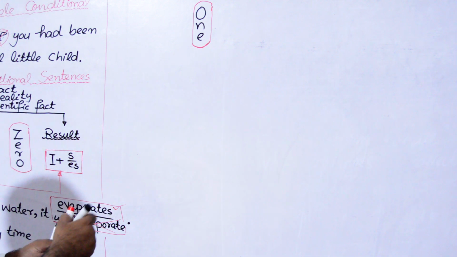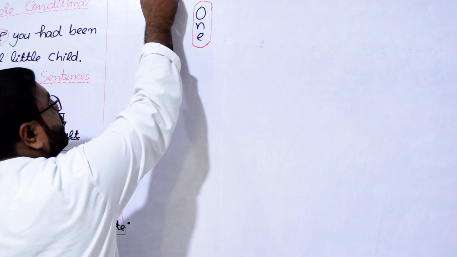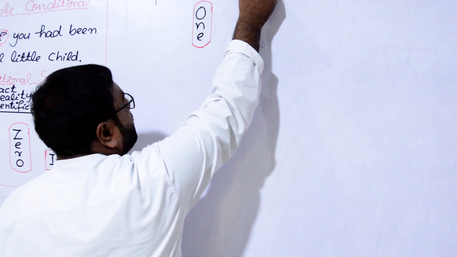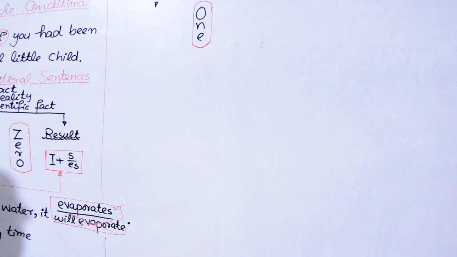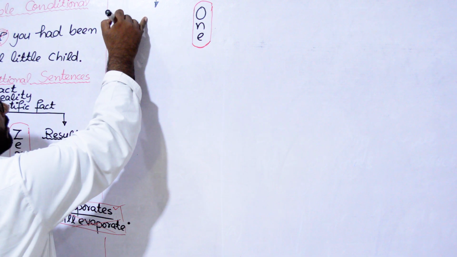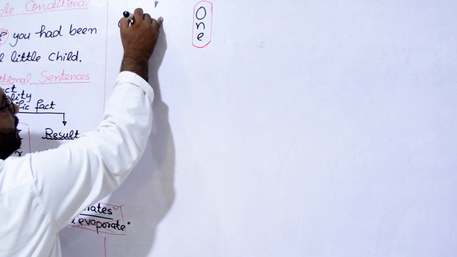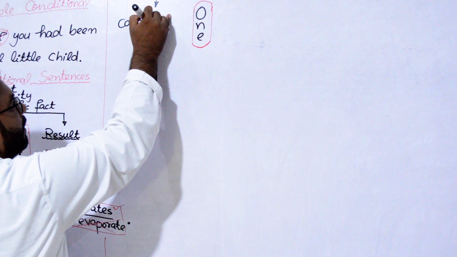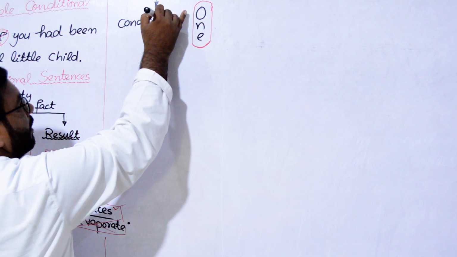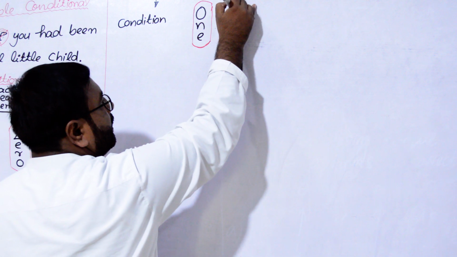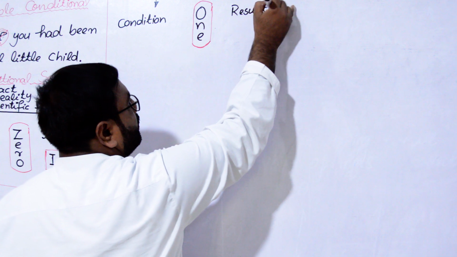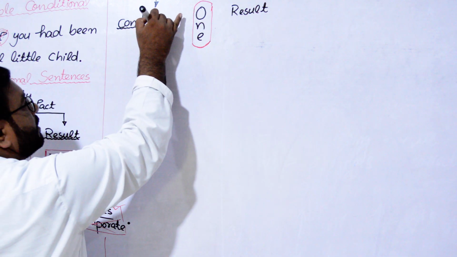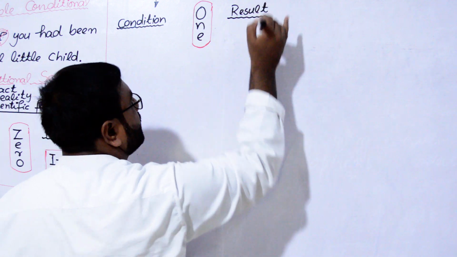What would be the difference with the zero conditional and the conditional 1? If the sentences are to be conditional, they must fulfill two things. We must take two things side by side. On one side, there must be a condition and on the other side there must be a result. These two things will go side by side.